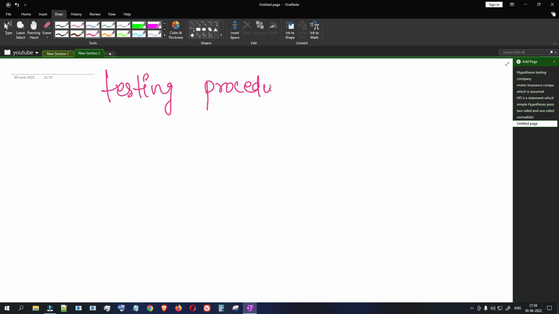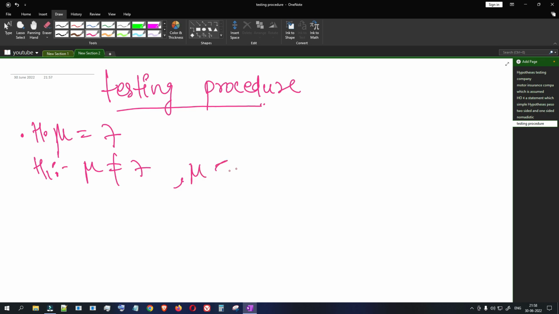How would we do the test? So what is the testing procedure? First of all, what we will do is specify the hypothesis to be tested. We have to check what we have to test. Like H0 is mu equal to 7 and H1 is mu not equal to 7, mu less than 7, or mu greater than 7. It could be anything. So first of all, we have to specify this.